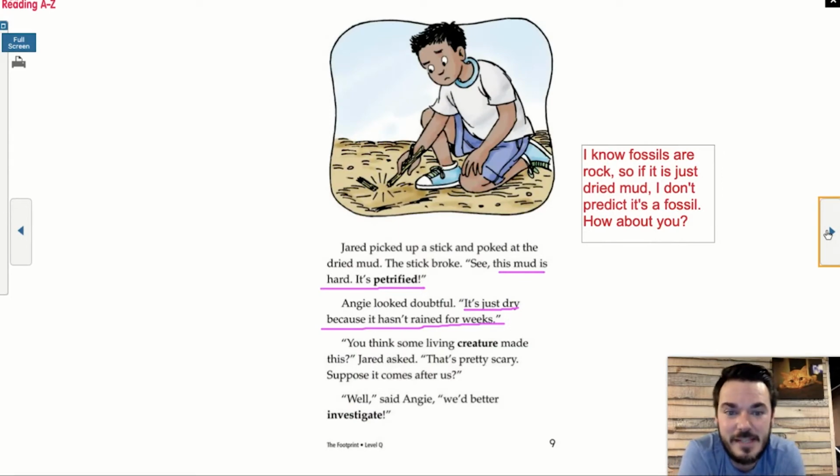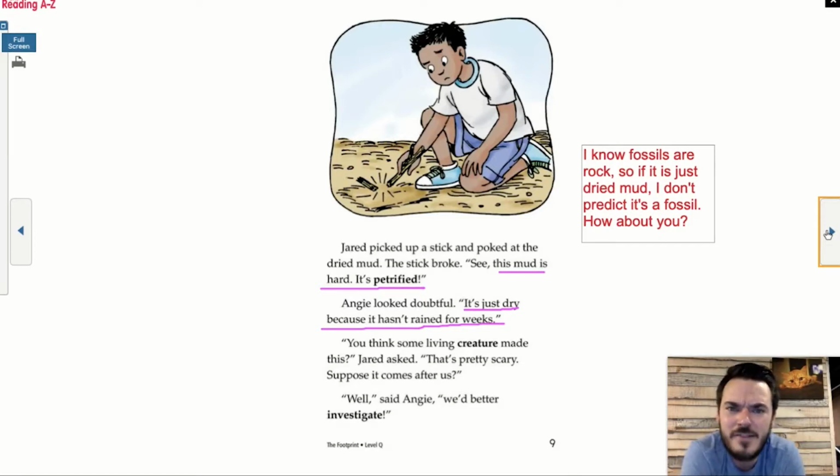Jared picked up a stick and poked at the dried mud. The stick broke. "See, this mud is hard. It's petrified." Angie looked doubtful. "It's just dry because it hasn't rained for weeks." "You think some living creature made this?" Jared asked. "That's pretty scary. Suppose it comes after us." "Well," said Angie, "we'd better investigate."